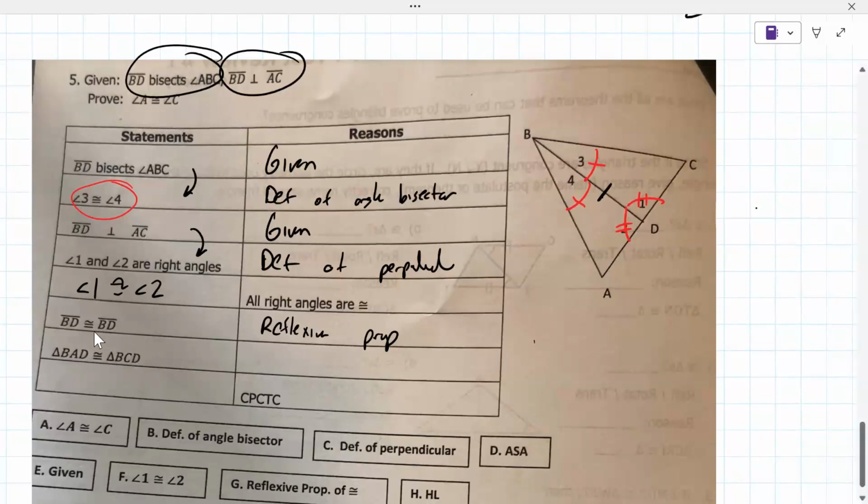Why are the triangles congruent? For this first part, you've got to look at what you have in your drawing for each triangle. Angle, side, angle. We have all these pieces.